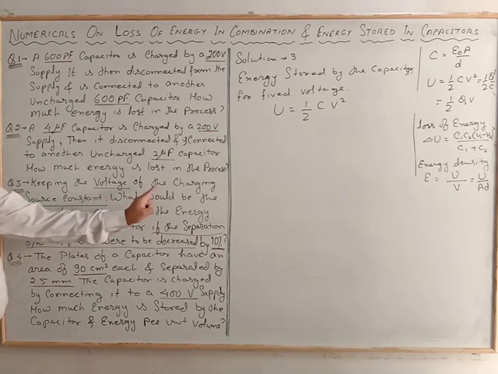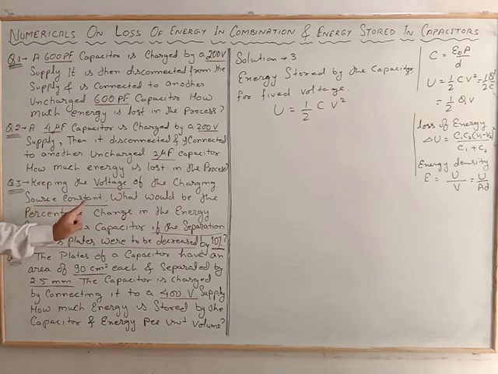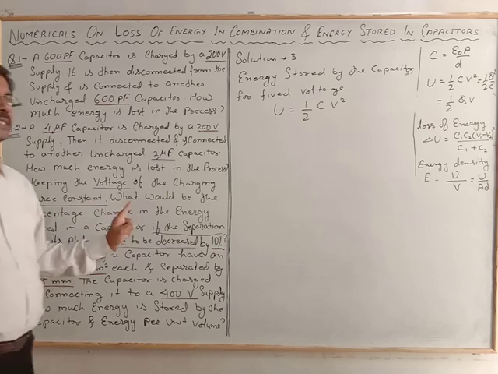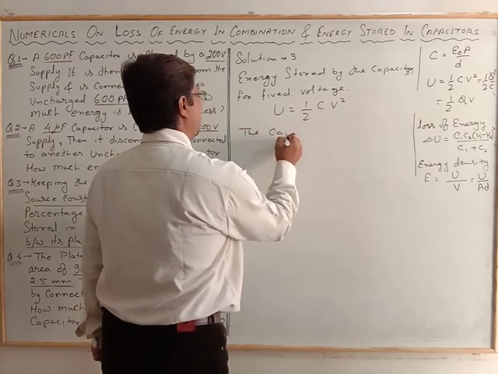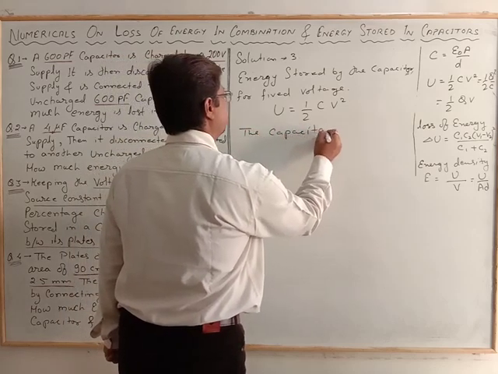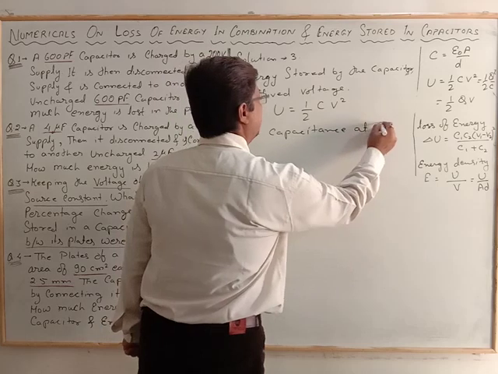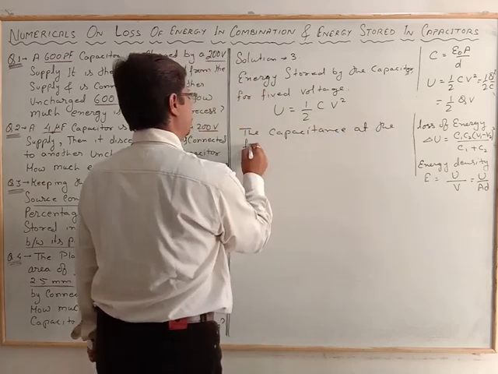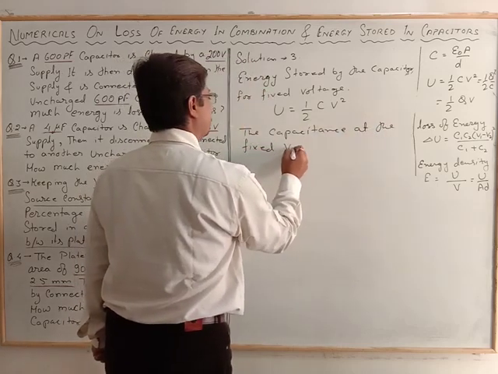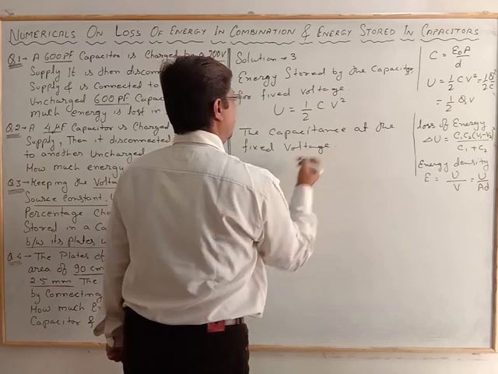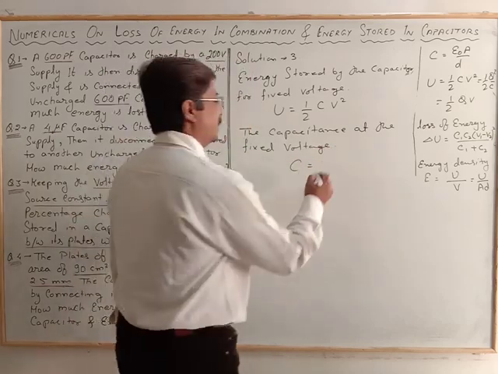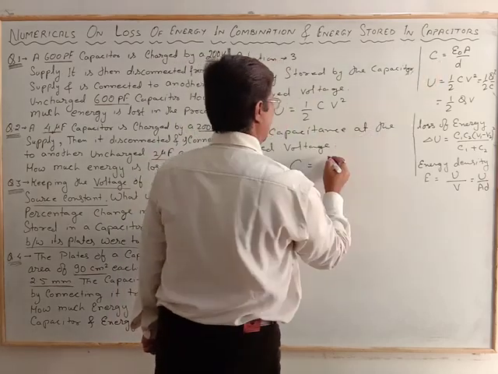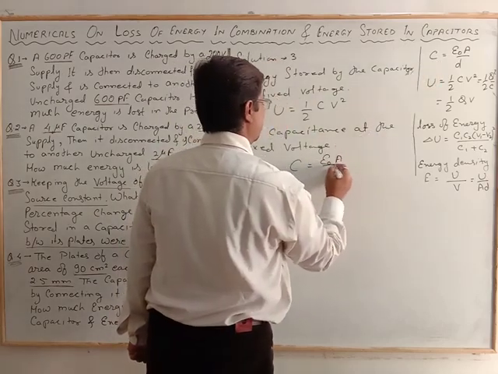keeping the voltage of the charging source constant, what would be the percentage change? The capacitance at the fixed voltage, and that capacitance C is equal to, again we know the formula, epsilon naught A by D.